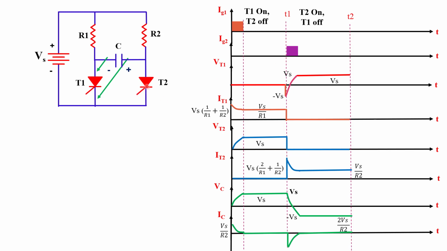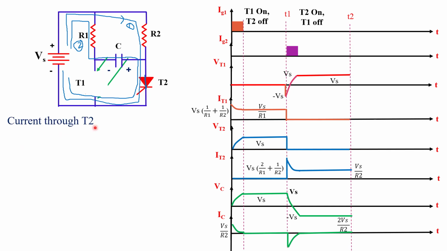When T2 gets turned on, it behaves like a closed switch. Now again, current flows through T2 thyristor from two loops. First loop is from supply voltage, R2 resistor, T2 thyristor, and back to the supply voltage. This is loop 1. Loop 2: current flows from supply voltage, R1 resistor, through capacitor, T2 thyristor, and back to supply voltage. This time, how much total current flows through T2 thyristor we have to calculate.